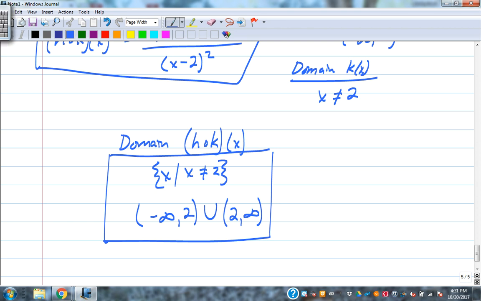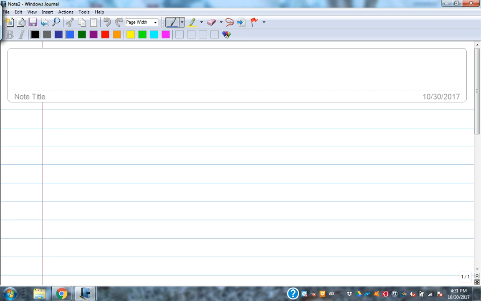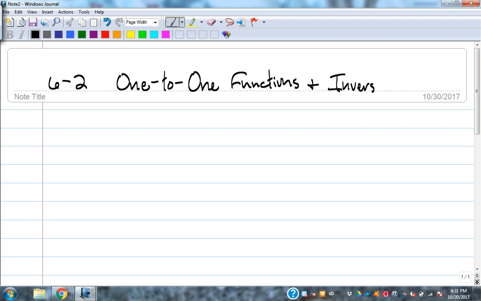All right. Let's look at section 6.2. One-to-one functions and inverses. One-to-one functions.